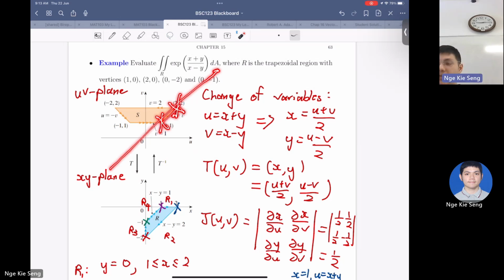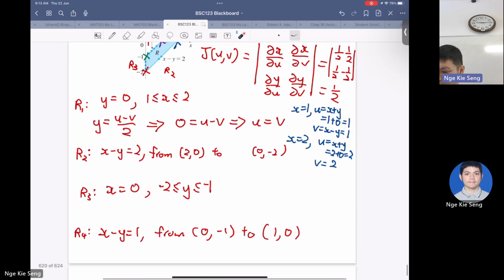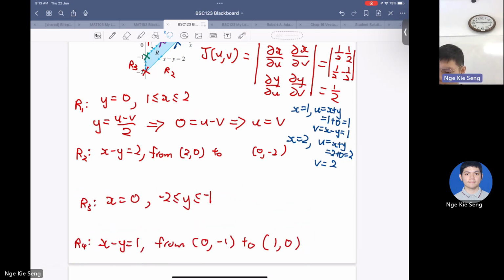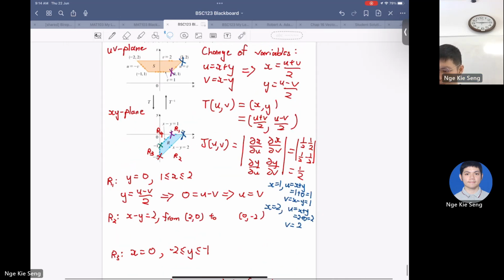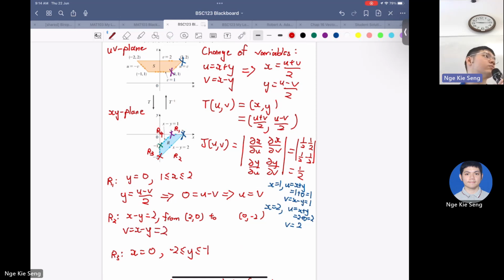So we get this line now. Imagine you don't know this here, we got this line. Make sense? So how about the next line? x minus y equals to 2. So what happened to our u and v? Let me write down. So v is equal to x minus y, but x minus y is 2. So it becomes v equals to 2.